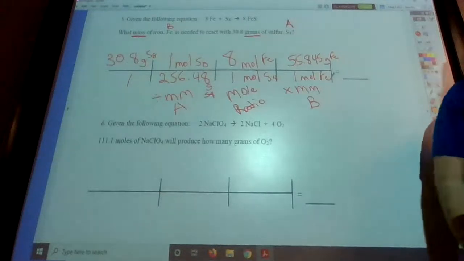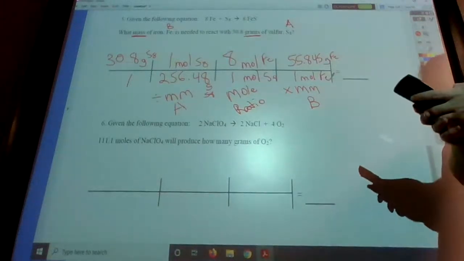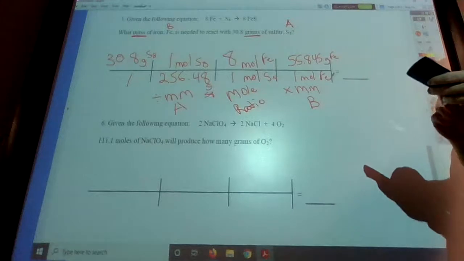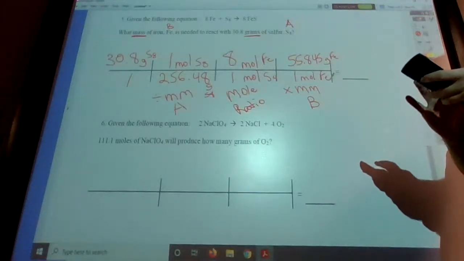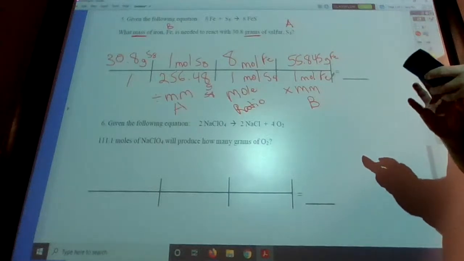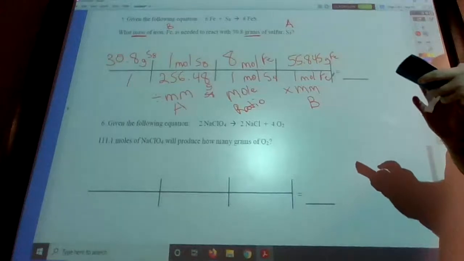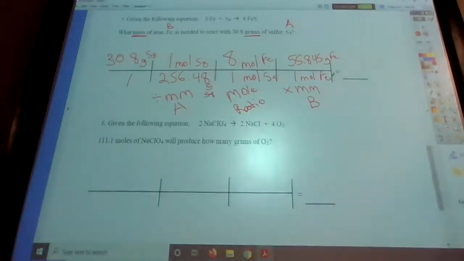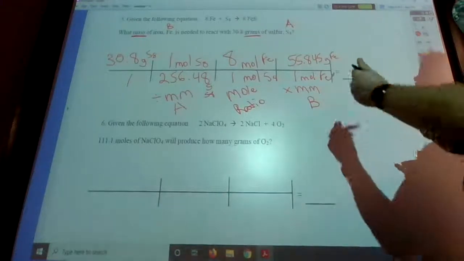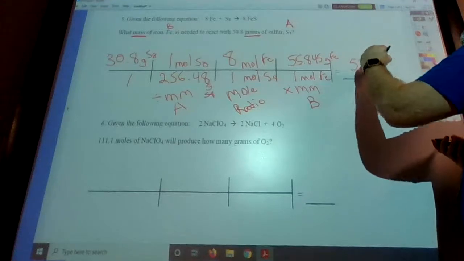53.65. I'm willing to trust that, but let me just double check it. I trust you, but I don't want to give out the wrong answers. So we got 30.8 divided by 256.48, and then multiply by 8, and then multiply by 55.845, and yes, 53.65, something around there. Nice. So that's what we got for that one, 53.65.